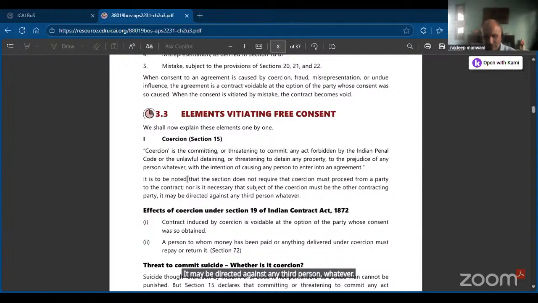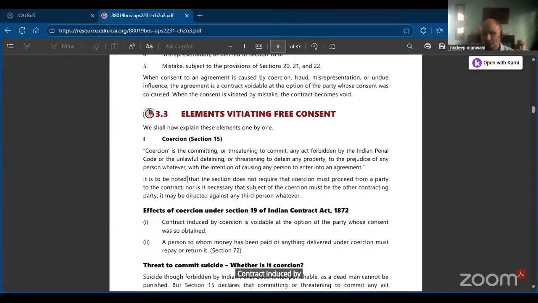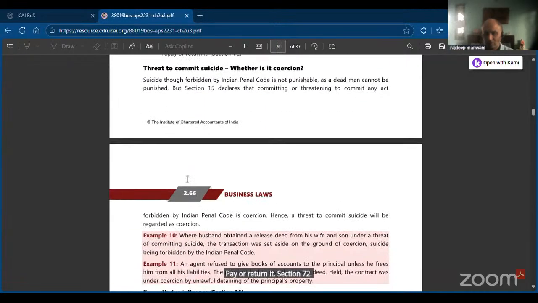Effects of coercion under Section 19 of the Indian Contract Act 1872. A contract induced by coercion is voidable at the option of the party whose consent was so obtained. A person to whom money has been paid or anything delivered under coercion must repay or return it. Section 72. Okay, now listen here.